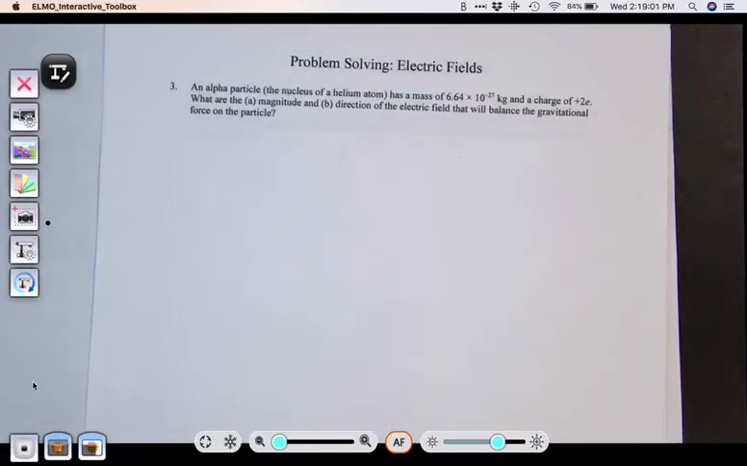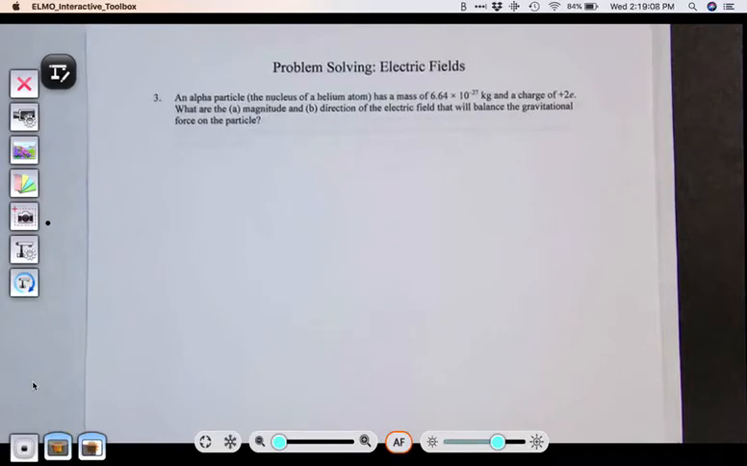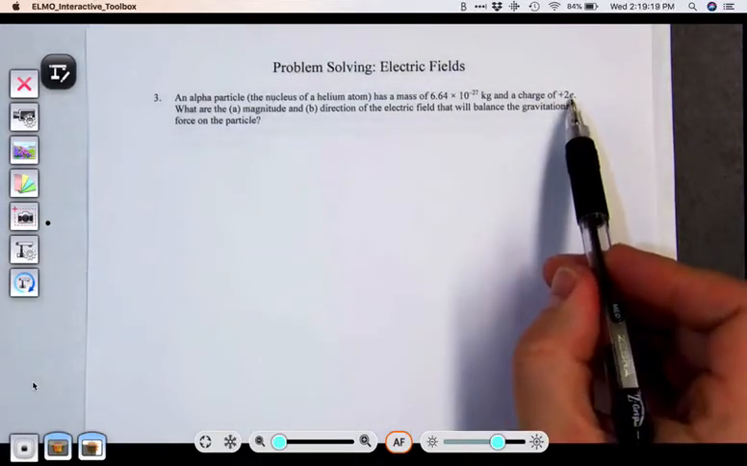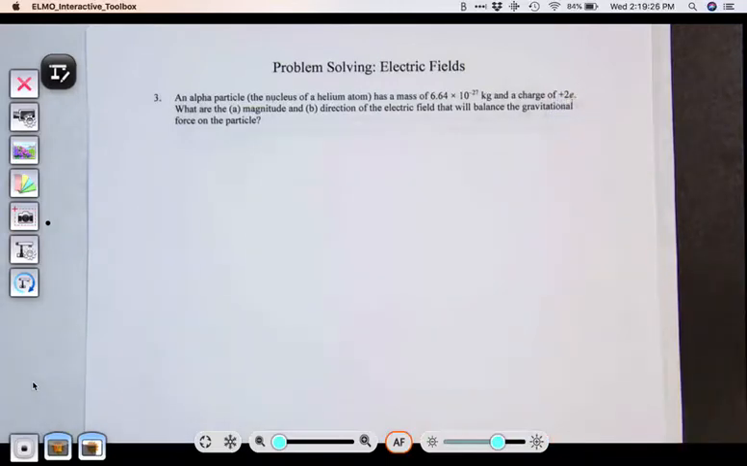All right, our third problem on this problem set involves an alpha particle. It reads: an alpha particle, which is the nucleus of a helium atom for you chemistry fans out there, has a mass of 6.64 times 10 to the negative 27 kilograms and a charge of plus 2e. Again, there's that e, that's the fundamental charge. Because it has 2 protons, and the protons are equal in charge to an electron, then that's why the charge is 2e for an alpha particle. What are the magnitude and direction of the electric field that will balance the gravitational force on the particle?